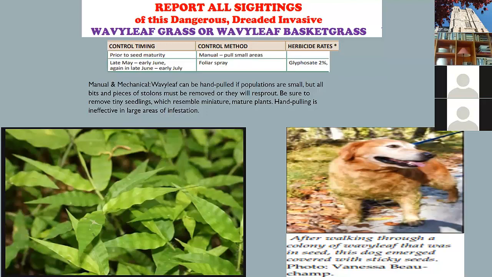And if you see wavy leaf basket grass, don't walk through it. You can inadvertently collect seeds on yourself or your dog, and you can use duct tape to remove seeds from clothing and comb the seeds from the dog's fur.